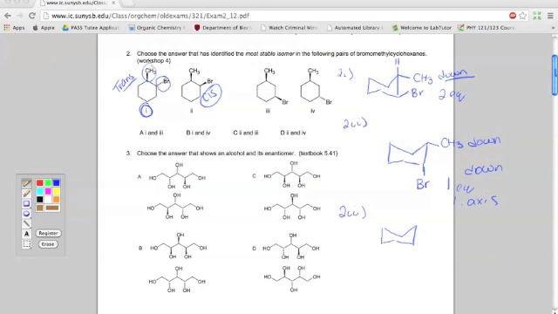Now, again, we're going to draw the methyl in the equatorial position, and here we have a molecule that is cis. So since this methyl is in the down position, the Br is going to also want to be in the down position. So here is up, and here is down.